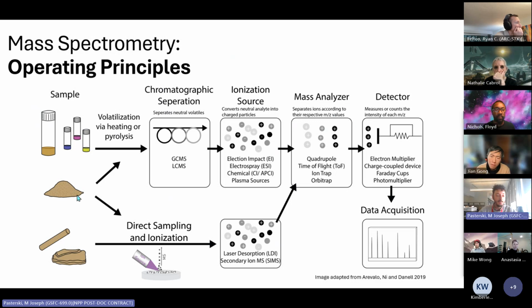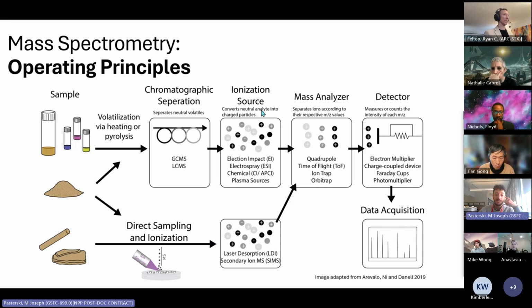We can also do a similar thing with powders. If we have a rock powder with a lot of organics in it, we can pyrolyze that sample, and we can mix it with different derivatization agents to then put that pyrolyzed or volatilized sample through chromatographic separation, and then into an ion source, a mass analyzer, and a detector. So both of those techniques can go through this chromatographic separation step. But the other type of analysis we can do is direct sampling and ionization: taking a whole rock or a sample, shooting it with a laser or a different high energy beam, and then detecting the ions that come out directly.